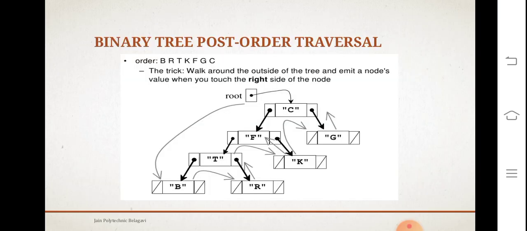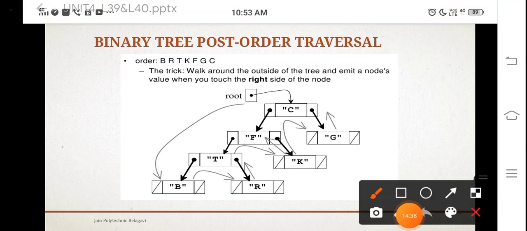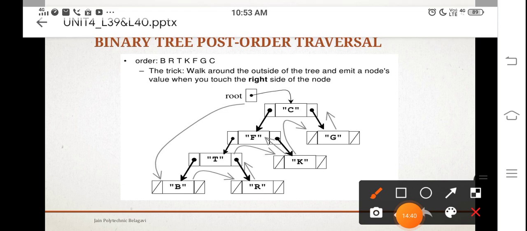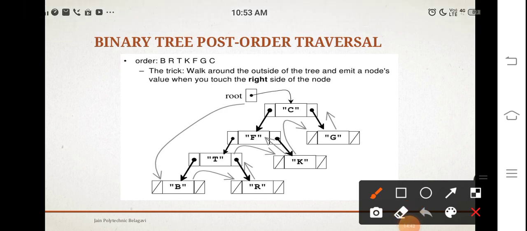Then we have the post-order traversal of a binary tree. Here what we have to do is process the left subtree of the root node and the right subtree of the root node, and finally the root node. So this is our root node, and its left we have to process completely.